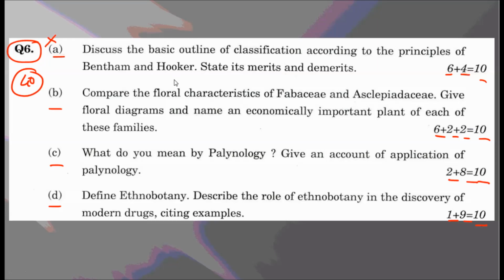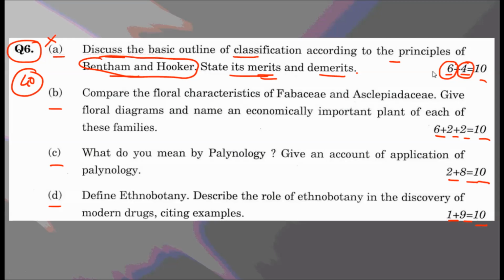All right. So the first sub question is to discuss the basic outline of classification according to the principles of Bentham and Hooker. State its merits and demerits. That means you have to write the classification system given by Bentham and Hooker, and for this you will get the first 6 marks. After writing the Bentham and Hooker system of classification, you have to write its merits and demerits, and for these you will get the remaining 4 marks.